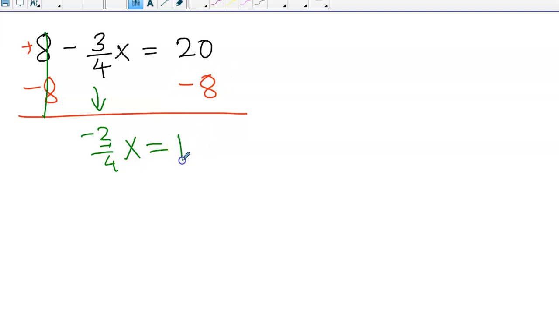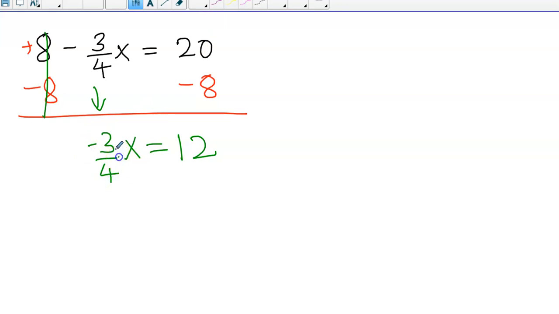20 minus 8 is 12. So now you have negative 3/4 of x equal to 12. I'm writing this 3 over 4 again for clarity.